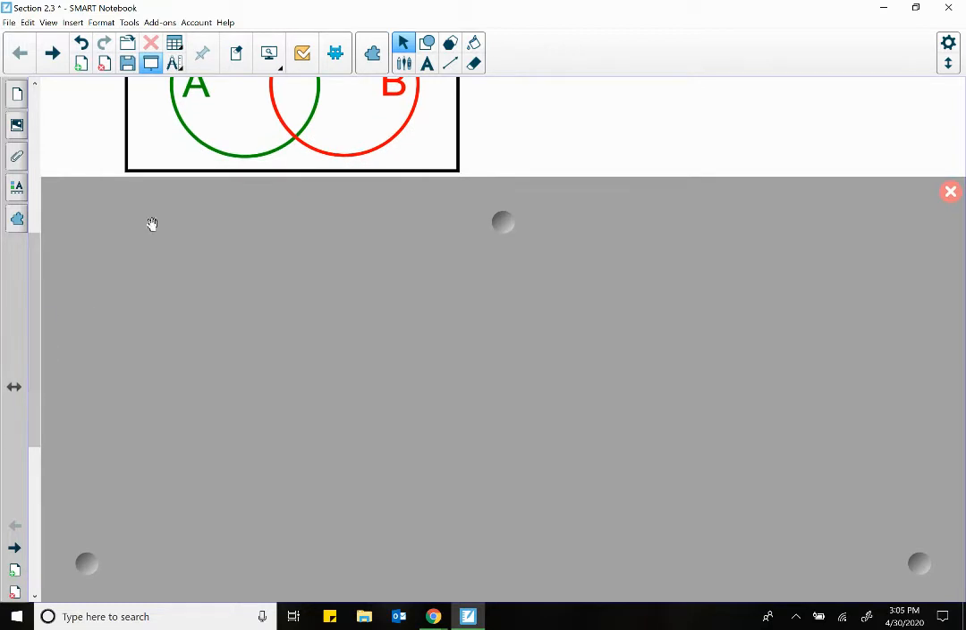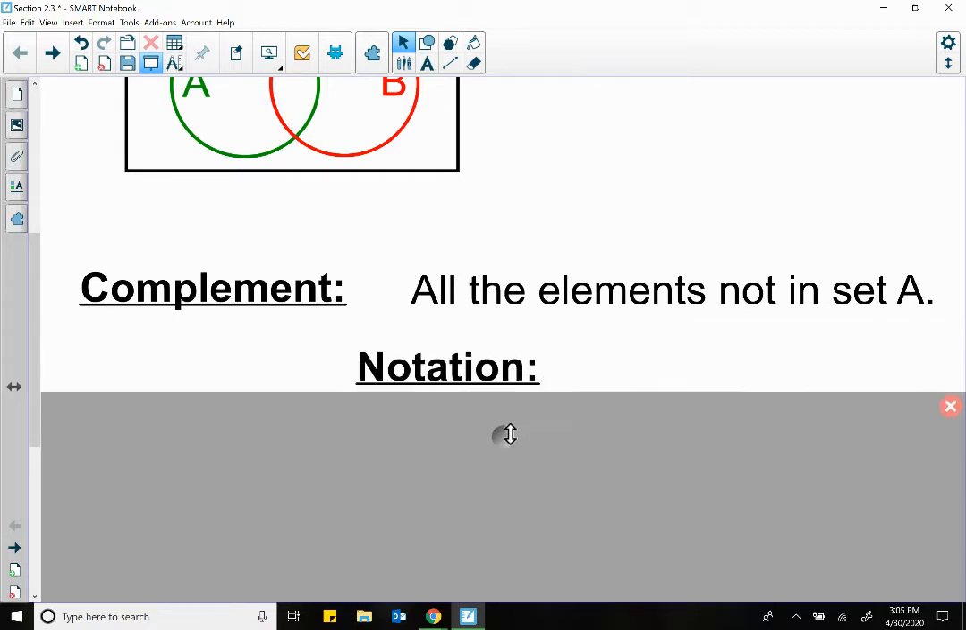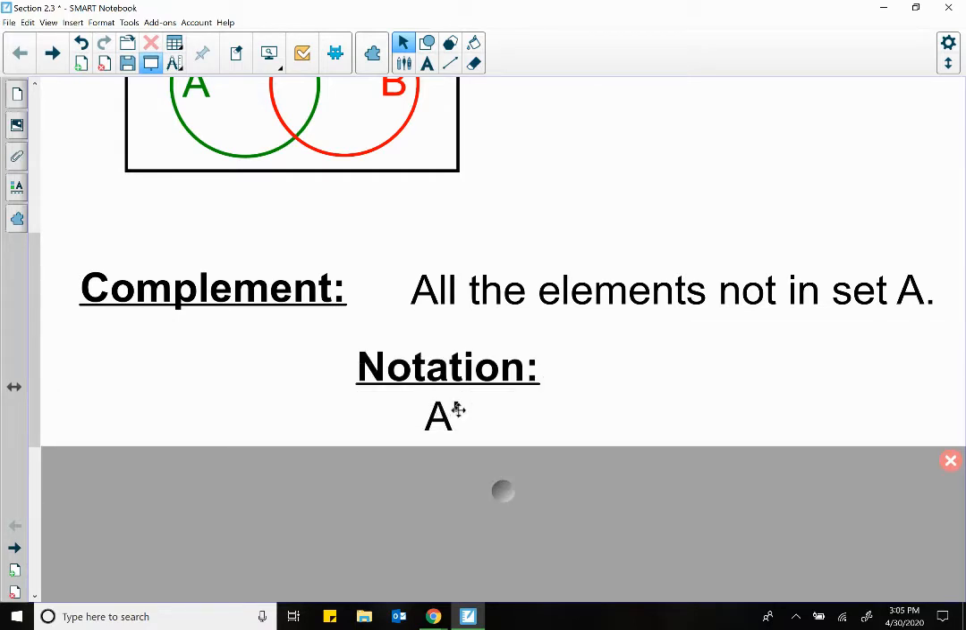The next thing we want to talk about is the complement. A complement means that we're going to talk about all the elements not in a set, or in this case, set A. The complement looks like this notation, an A with an apostrophe. And it doesn't just have to be A, it could be set B, set C, any set that we talk about here.